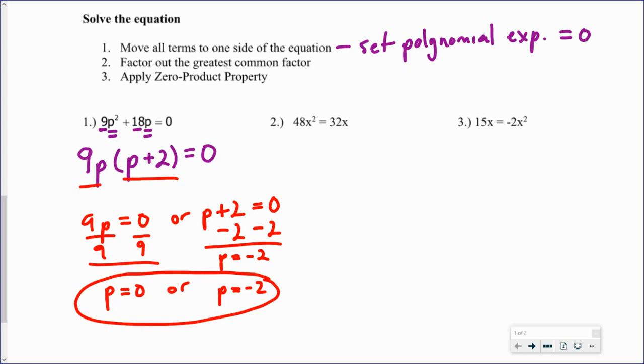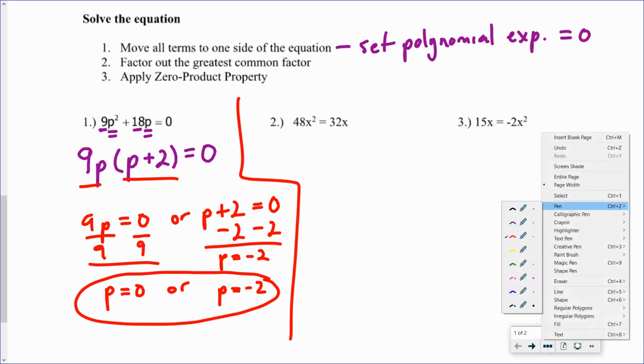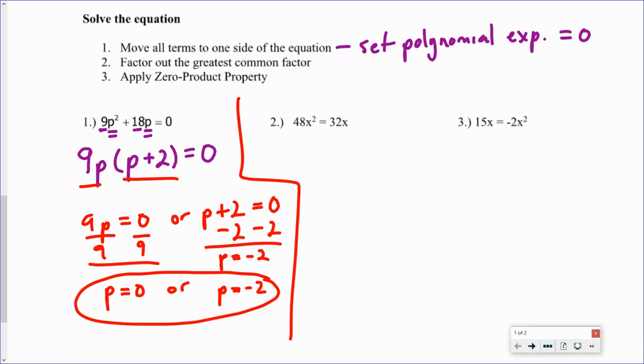Again, I would encourage you to go back and plug those answers back in to check your solutions. In this case, I've done that already, and those do work. So let's try example number 2. We have 48x squared equals 32x. This is one of the problems where we have to move all the terms to one side of the equation. Since the coefficient of x squared is positive, I'm going to subtract 32x from both sides.